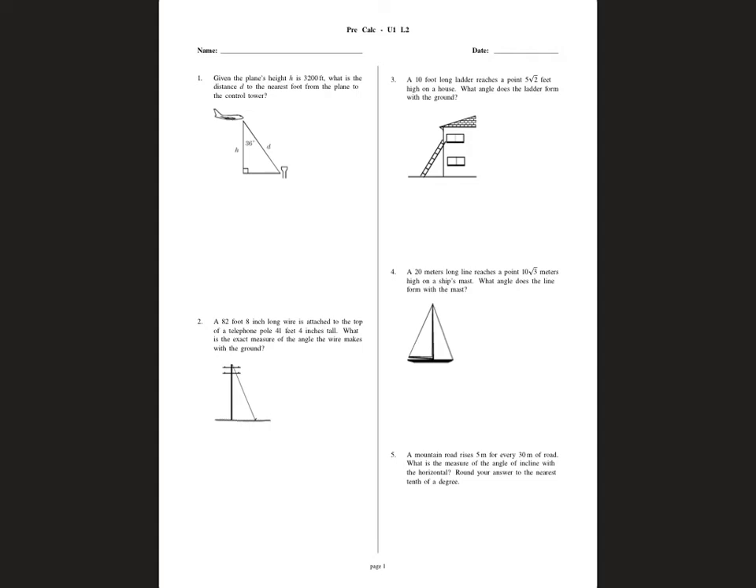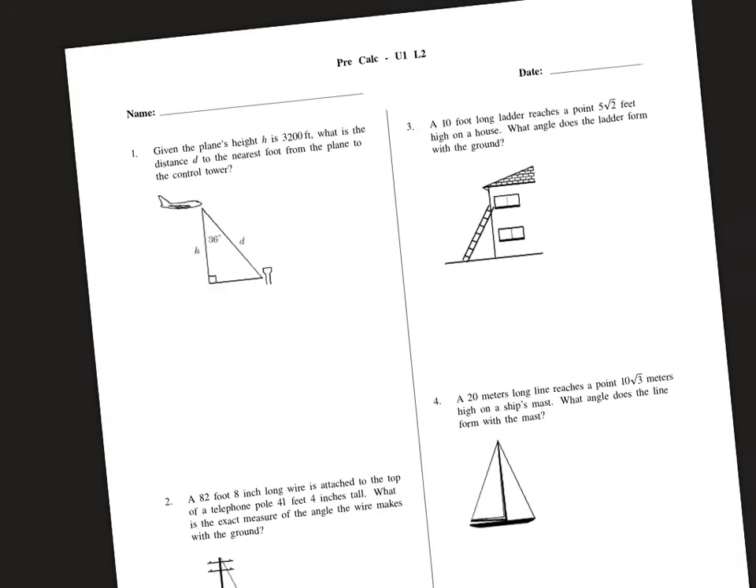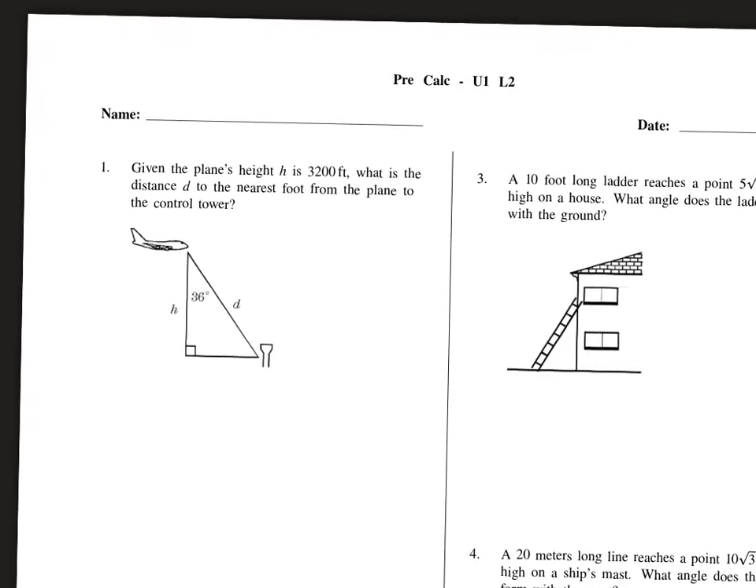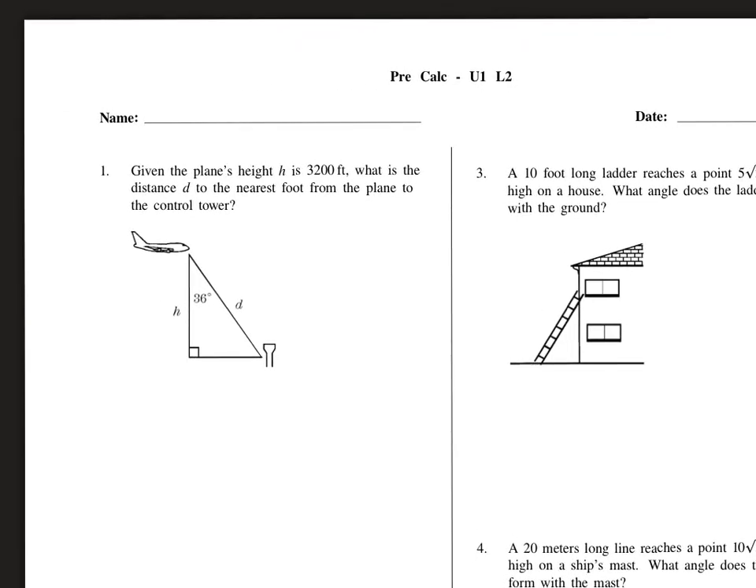Let's go over this modeling activity using trig functions. So here we go. Given the plane's height h is 3,200 feet, what is the distance d to the nearest foot from the plane to the control tower? And I'm guessing that this is the control tower, not a golf tee. All right, so let's look into this.